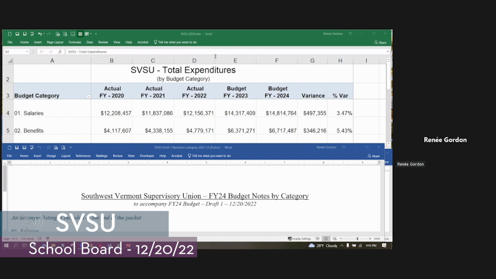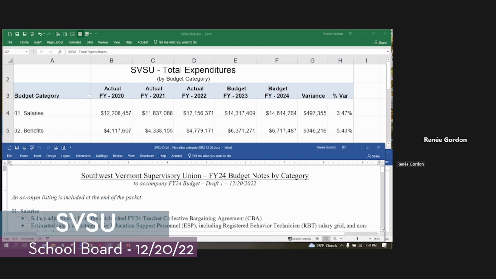So the next line down is benefits, associated with all of those salaries for our employees. Let's see if I slide this down a little bit. Sorry about that.